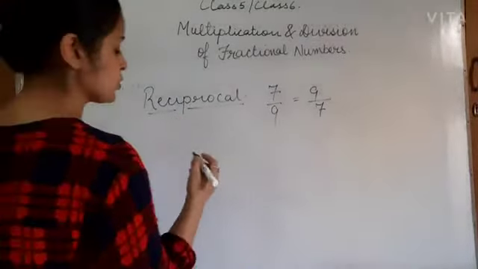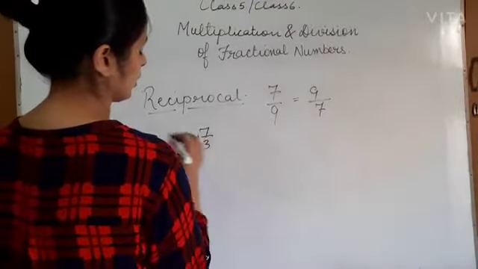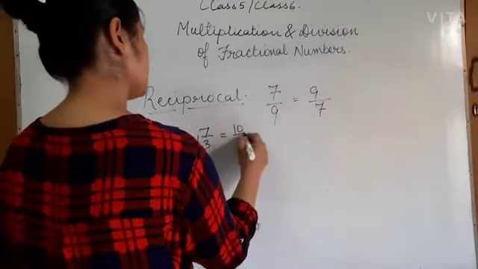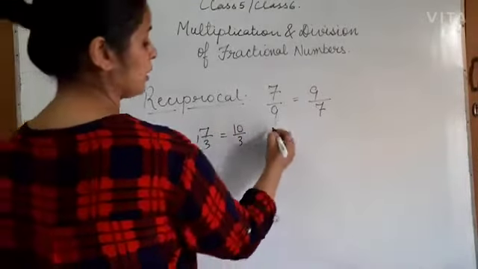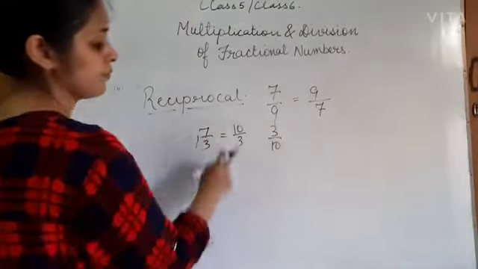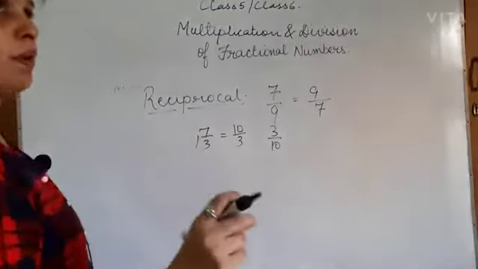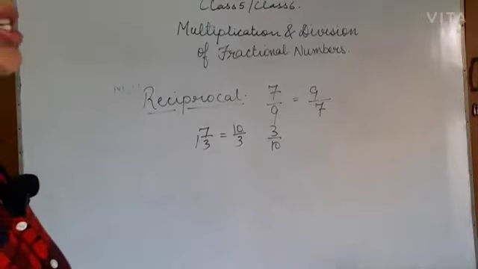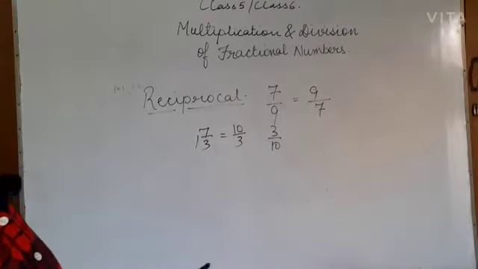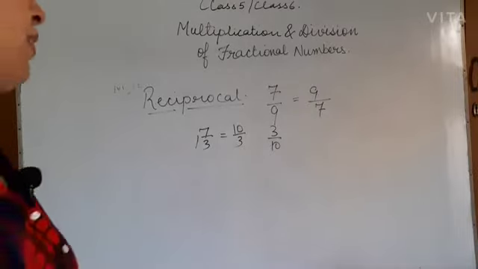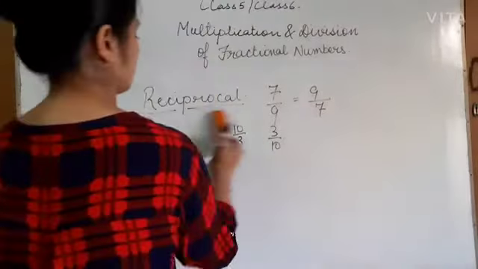Suppose they give you a mixed fraction 1 7 upon 3. First change it into an improper fraction. It will become 10 upon 3. Now its reciprocal is 3 upon 10. 10 upon 3 can be written as 3 upon 10. The reciprocal of a proper fraction is always an improper fraction, and the reciprocal of an improper fraction is always a proper fraction. Keep this in your mind.